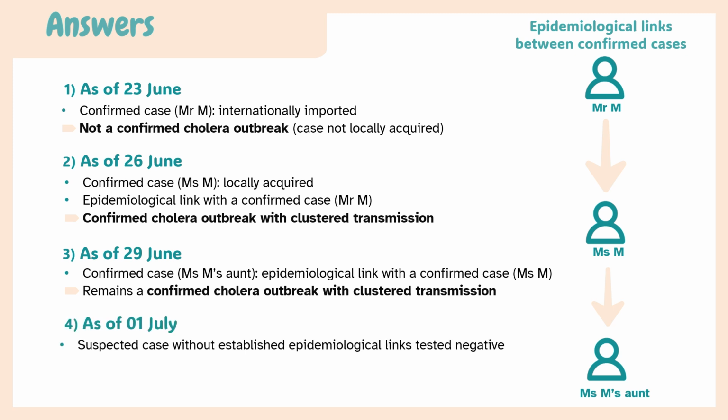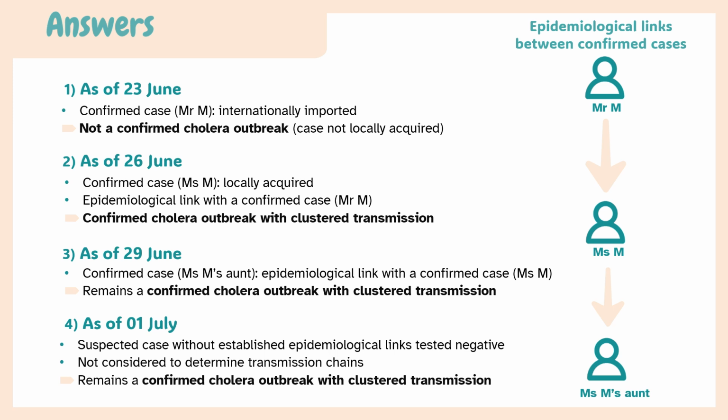As of 1st July, the suspected cholera case without established epidemiological links with a confirmed cholera case, the aunt of Miss M, tested negative. Since he tested negative, he is not considered to determine transmission chains. The cholera situation remains a confirmed cholera outbreak with clustered transmission. Overall, this illustrates how surveillance data, test results, and findings of case investigations need to be considered rapidly and in conjunction to characterize an evolving cholera situation.